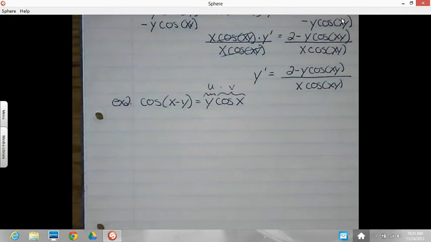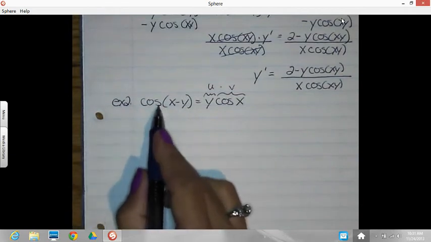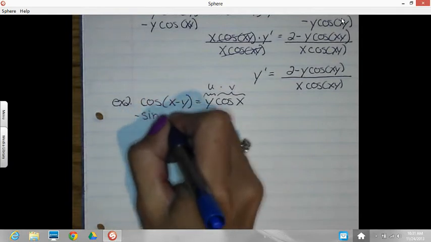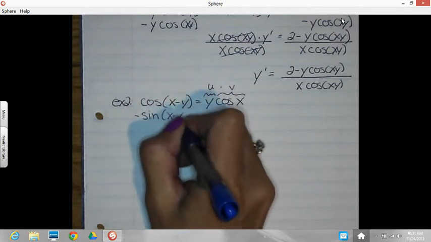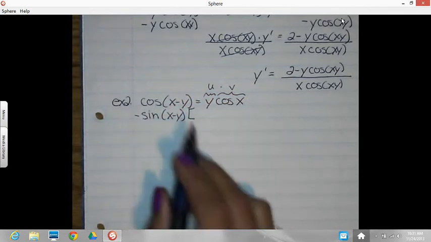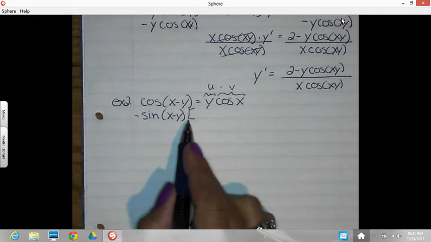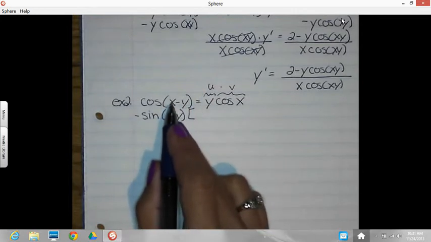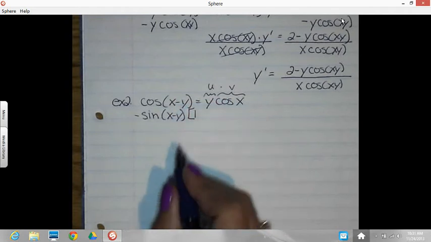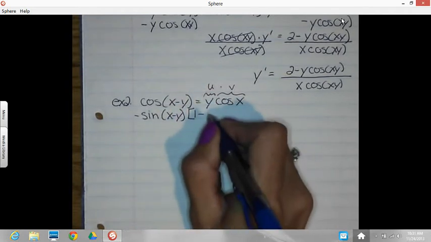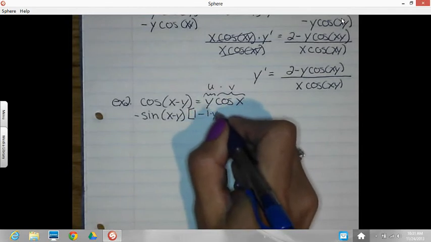It's a trig function. Derivative of cosine is negative sine of the angle. Don't change it. Times the derivative of the angle. And the angle has two parts to it, so that's why I know I put the brackets down. So inside derivative of x is 1 minus the derivative of y is 1, but I've got to multiply by y prime. So I don't need the 1 there, but I just like to put it down.